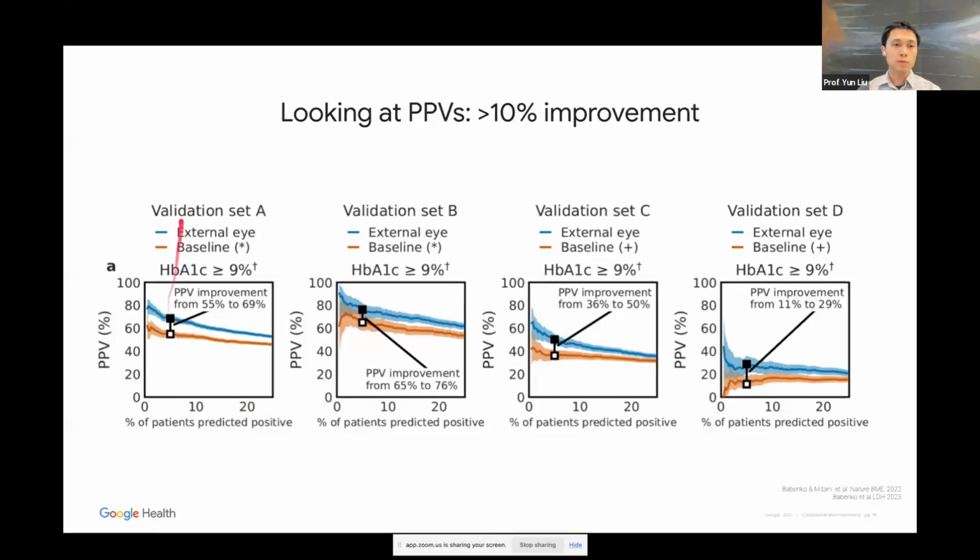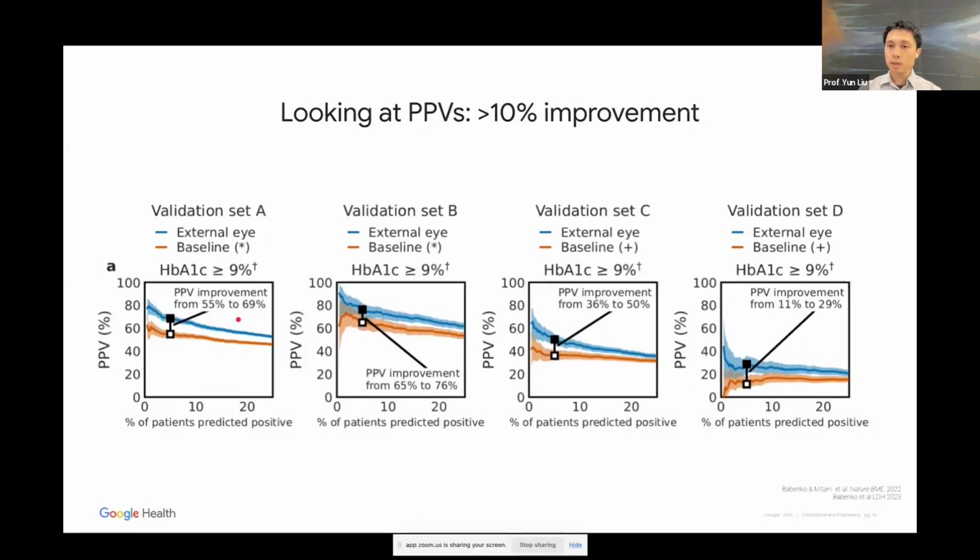Now, what's interesting is if we again compare the baseline model versus the external eye model, we see that the external eye model maintains a gap in the positive predictive value across the entire spectrum for every single application that we were looking at. So this gap is where you might see an improvement in that if you're using the baseline model to prioritize 100 people, you get 55 right, versus using the external eye photo model, you get something like 15% improvement.